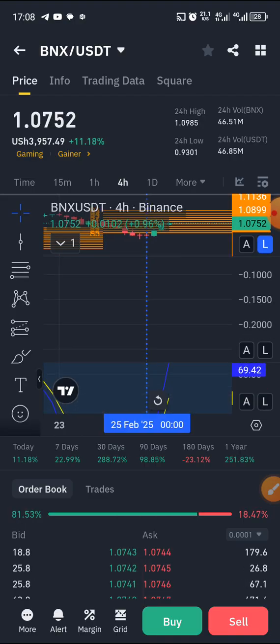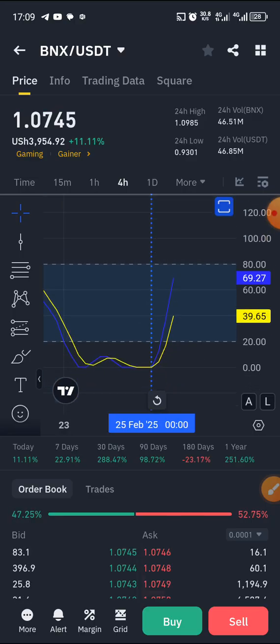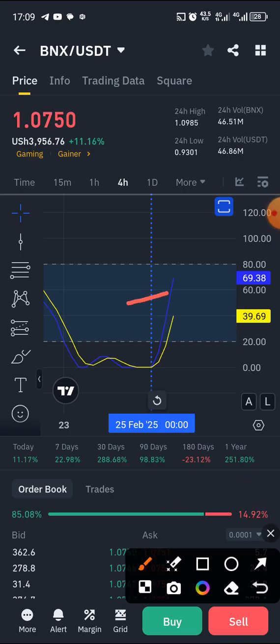What does it show? Where is it? Like you see, this blue line, it is the signal line. It is showing you what the market is doing currently. And this yellow line is the average line. So, focus on this blue line.